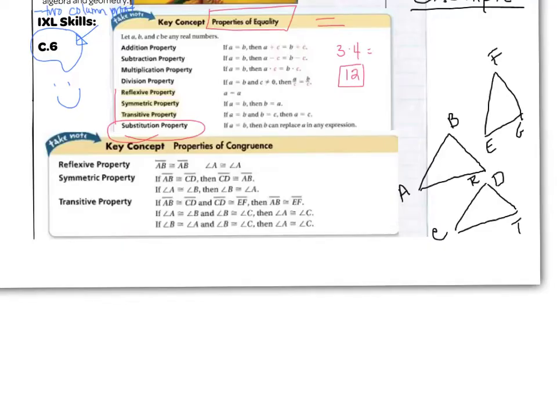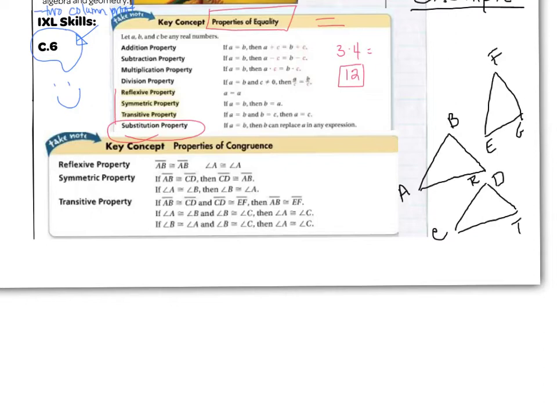The next set of properties are properties of congruence, and we actually talked about these as well. And those are reflexive, symmetric, and transitive. And I feel like it'd be nice if we saw an example. So what I want you to do on your paper is make these 3 triangles: triangle ABR, triangle FEG, and triangle CDT. Okay? And we're going to follow along with this.